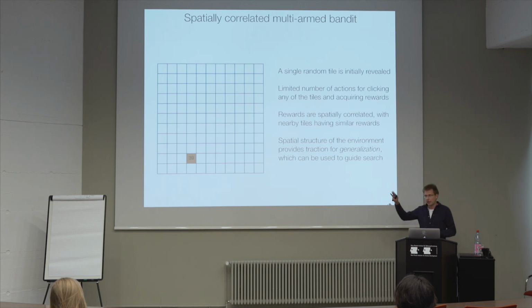If those were independent arms of a bandit, it would be a pretty complex task, and learning about, say, this item here doesn't tell you anything about the other ones. But what we have here is a certain environmental structure behind it, in the sense that rewards are spatially correlated. So low rewards go with low rewards and high rewards with high rewards. And that provides traction for generalization and guiding search.